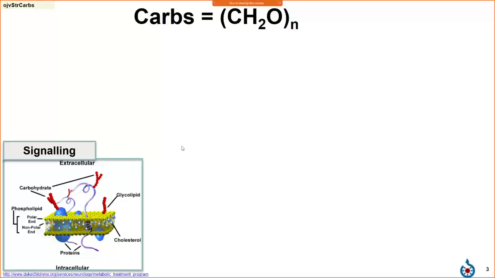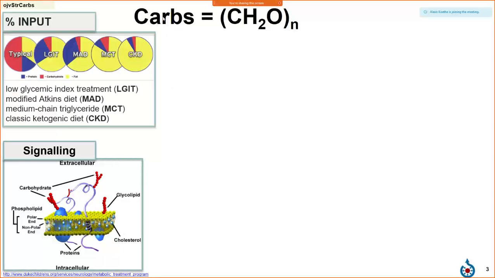Objectives. So this is the general formula for a carbohydrate: carbon, some amount of hydrogen, H2O times some amount. And here is the breakdown of the different diets. So yellow is fat, red is carbohydrate, blue is protein. The typical Western diet: too much red, low glycemic index, modified Atkins diet, medium chain triglyceride diet, and classic ketogenic diet. So you see they all have a lot more fat and less carbs.